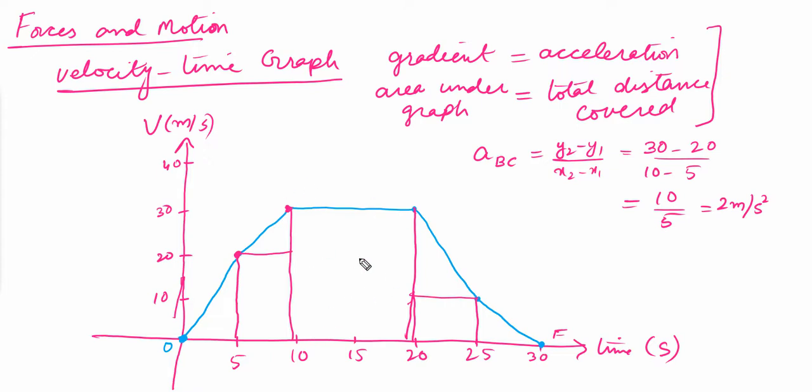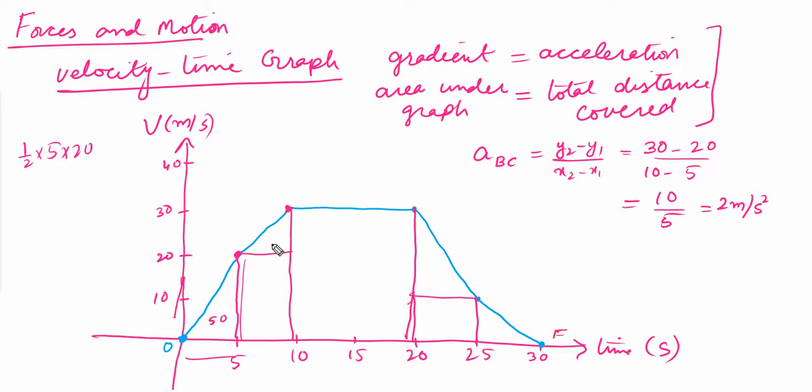Alright, so I have 4 triangles and 3 rectangles. The area for this triangle will be half times base times height. The base of this triangle is 5 and the height is 20. So half times 5 times 20 gives us 50. So 50 is the area of this triangle.